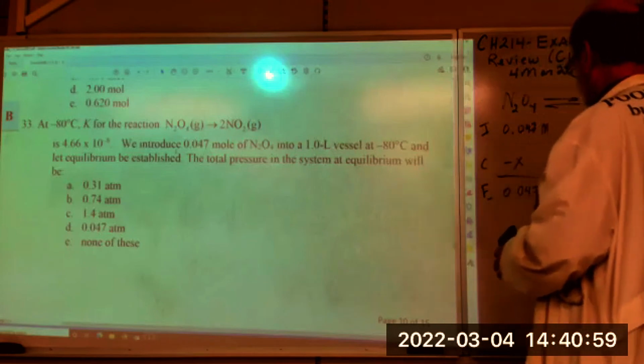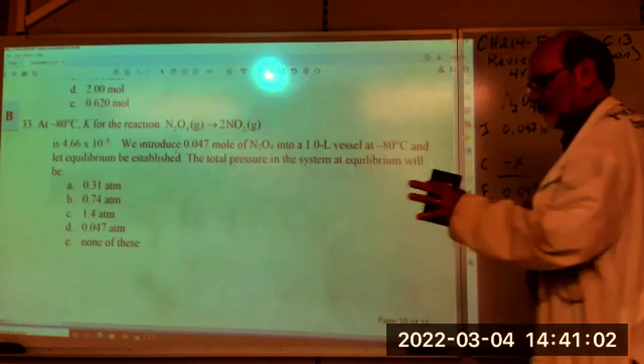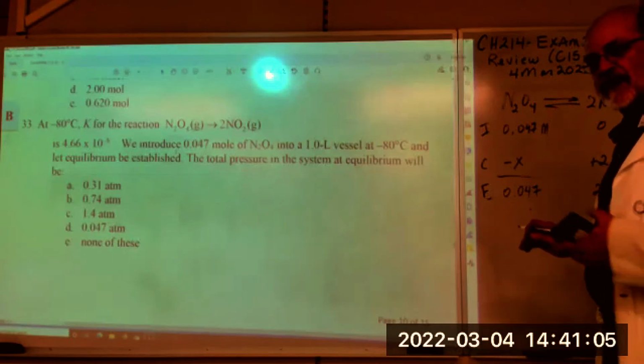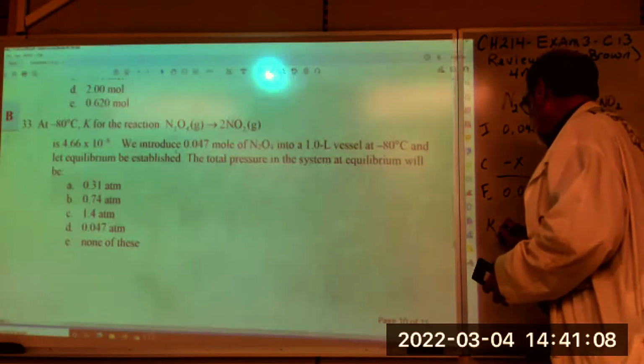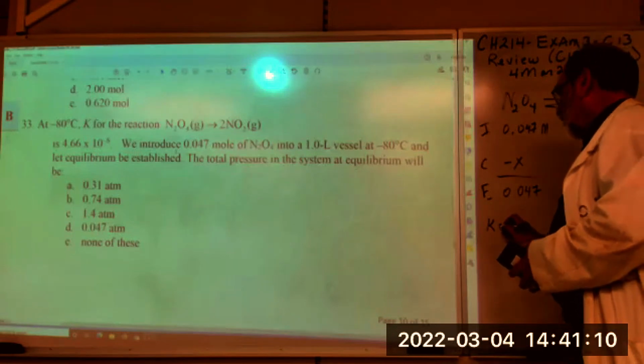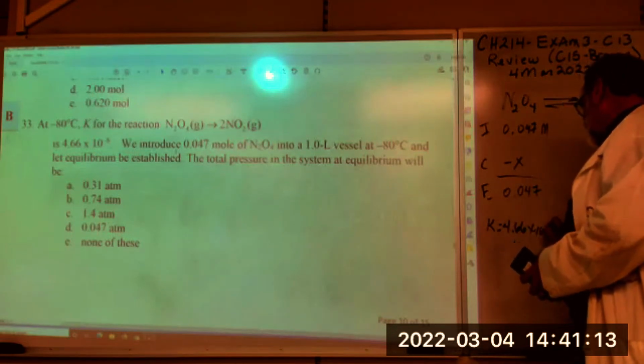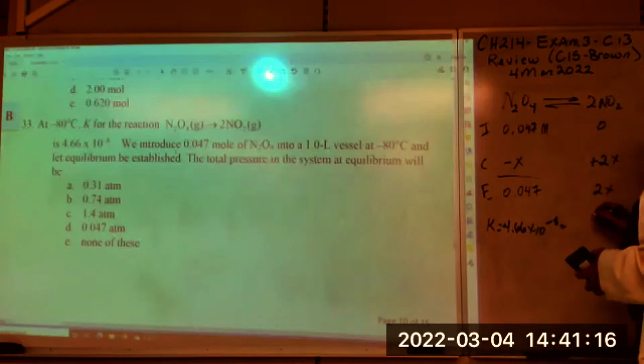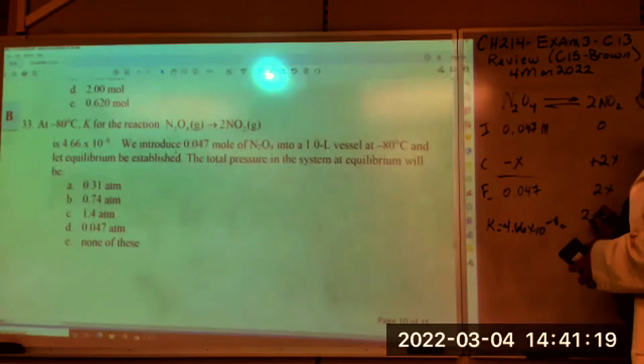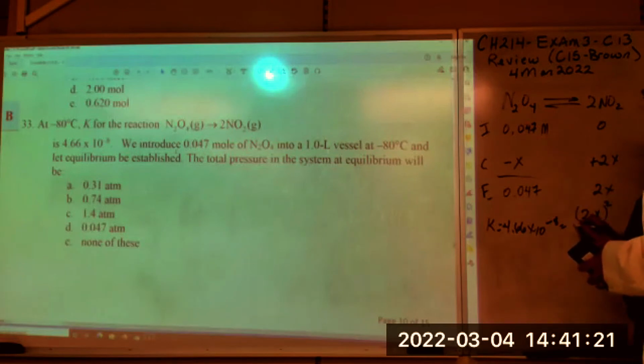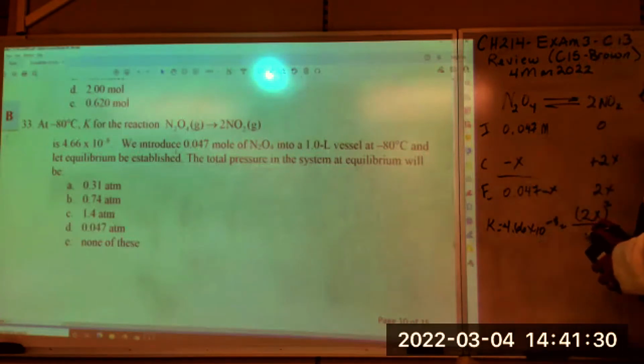I got a sneaking suspicion there's a shortcut to this. Let me keep going, just in case my initial thoughts don't work. So K is 4.66 times 10 to the minus 8. And that's equal to 2x squared divided by 0.047 minus x. There we go.